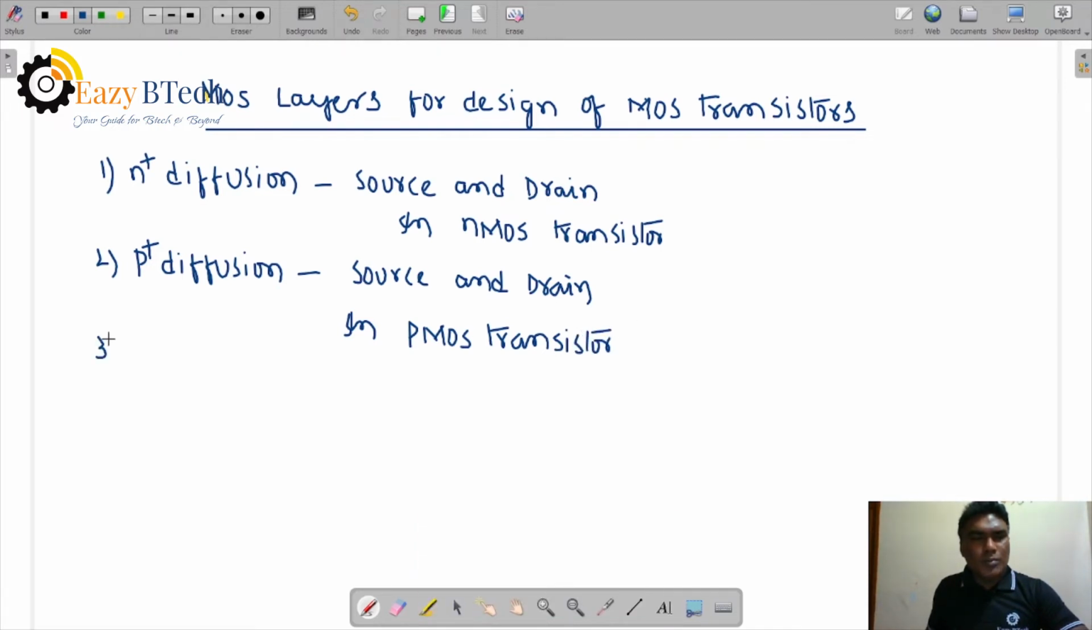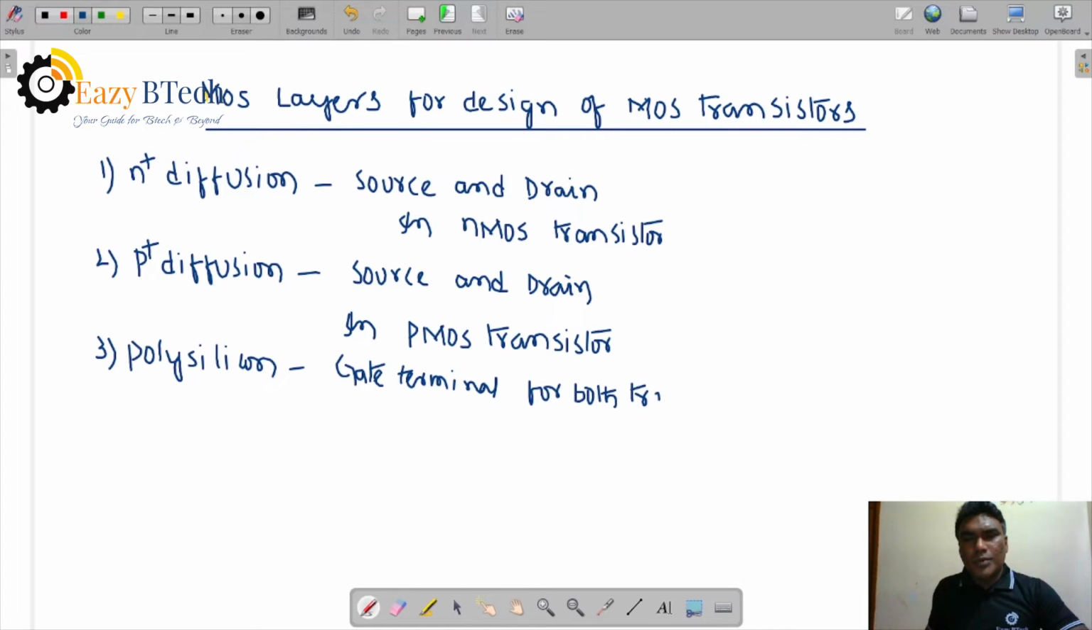The third one is polysilicon. Polysilicon is the gate terminal. It is common to the NMOS transistor, where the source and drain are N plus diffusion, and the PMOS transistor, where the source and drain are P plus diffusion. So polysilicon is the same gate terminal for both transistors, NMOS and PMOS.